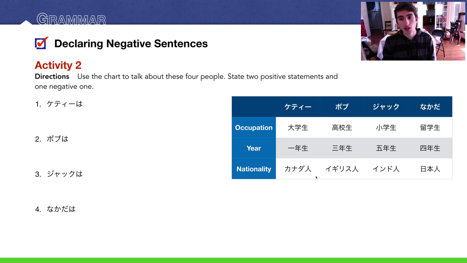Number two, Bob. ボブは高校生です。I'm going to throw in a negative here, just for fun. Let's say he's not an elementary school student. 小学生じゃありません。Or 小学生ではありません。And then we can say that he is British. ボブはイギリス人です。Okay? Number three, Jack.